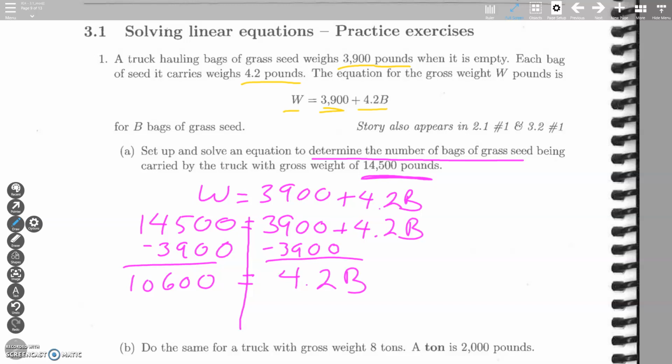Since an equation is just showing two sides that are equal to each other, that mean the same amount, if we take away 3,900 from the left side here, we need to also take it away from the right side to keep everything balanced. And what that gives us is a new equation down here: 10,600 equals 4.2 times B. All right.